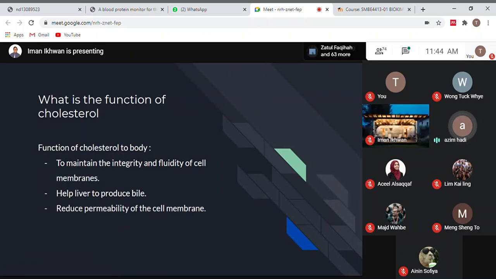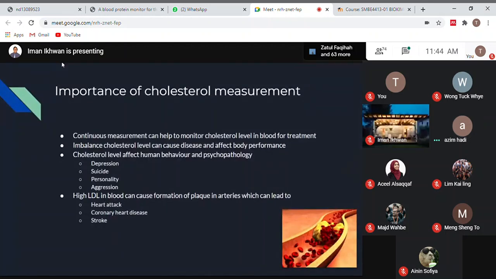Okay, so we move to the next slide, which is the importance. So the importance of cholesterol measurement. The continuous measurement can help to monitor the cholesterol level in blood, for early detection of any disease or risk, so that we can go to the treatment. The imbalance of cholesterol level can cause disease and affect body performance.